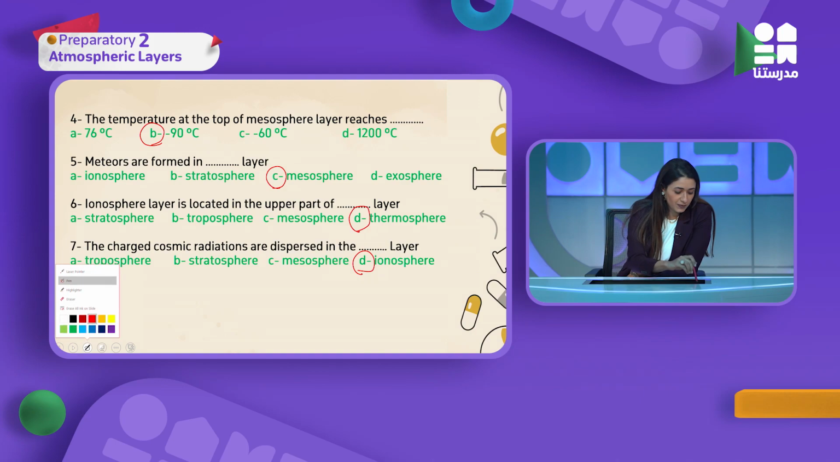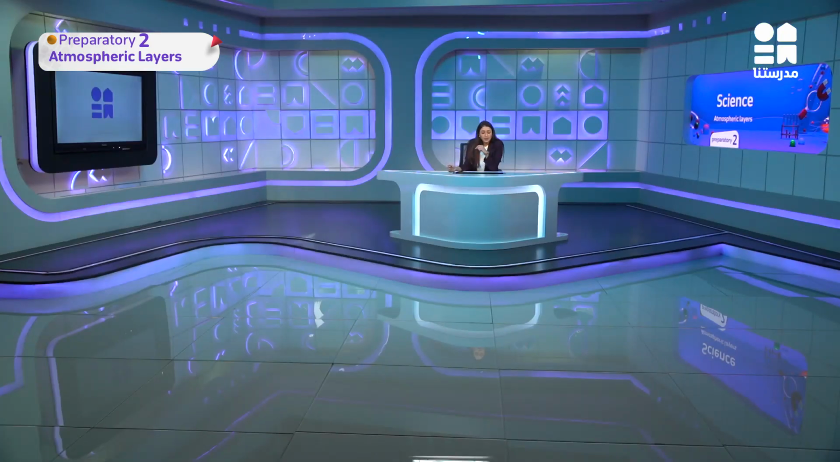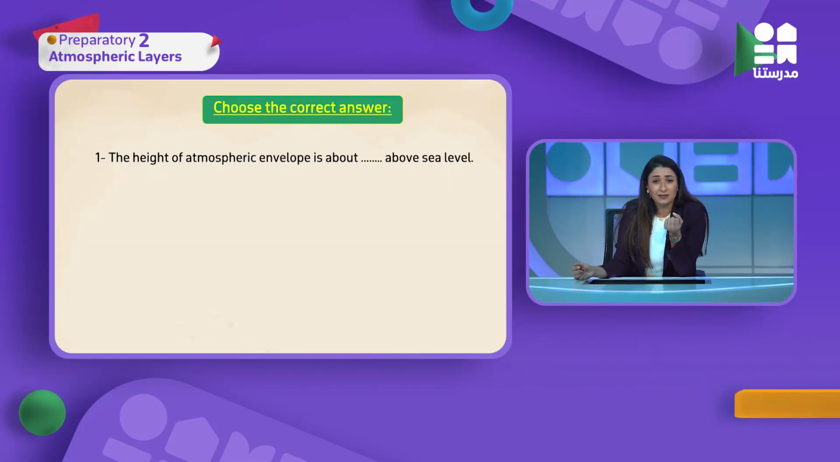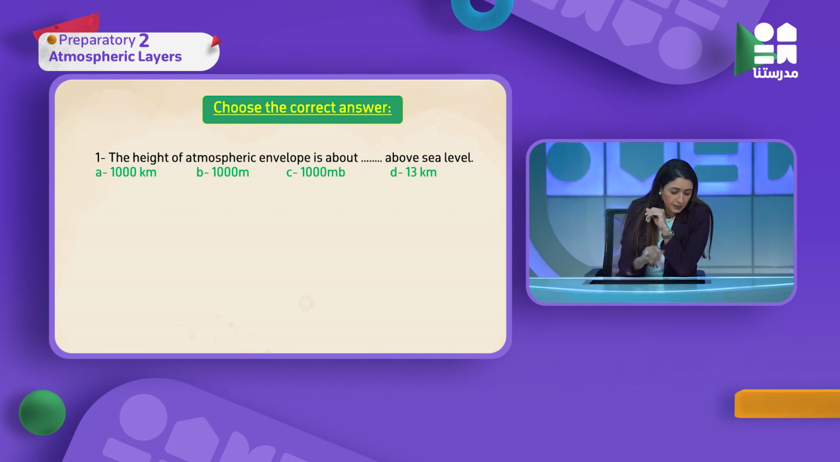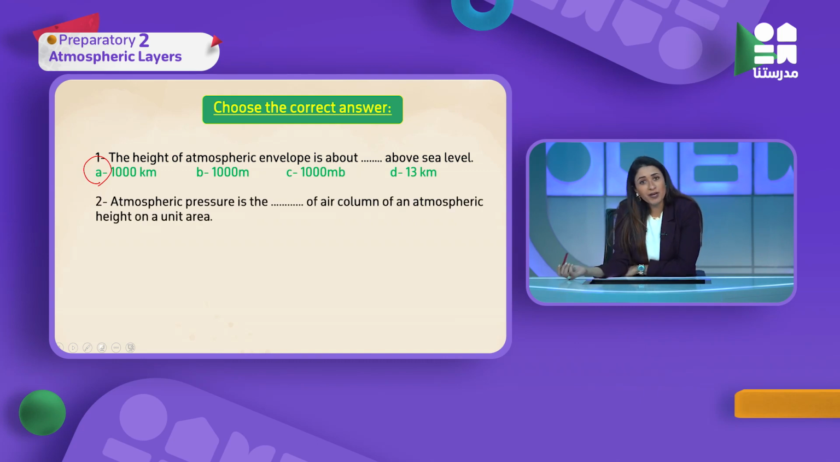طيب let's move on. بيقول لي the height of the atmospheric envelope is about what؟ لو نفتكر الحلقة اللي فاتت الغلاف الجوي كله ارتفاعه قد ايه من سطح البحر او قد ايه من سطح الارض؟ تعالوا نشوف اختياراتنا ايه. بيقول لي 1000 كيلومتر، 1000 متر، 1000 ملي بار، 13 كيلومتر. اكيد طبعا 1000 كيلومتر. اوكي؟ طيب atmospheric pressure.